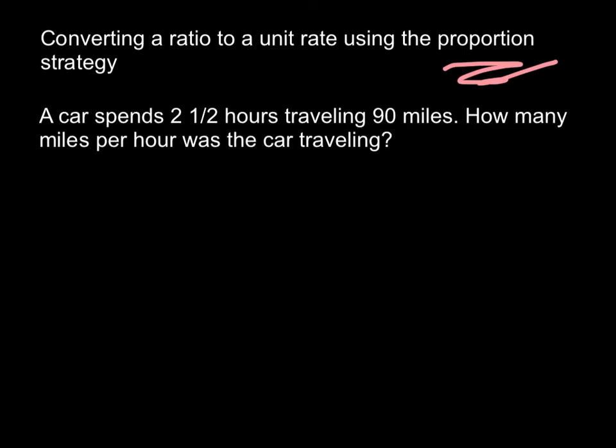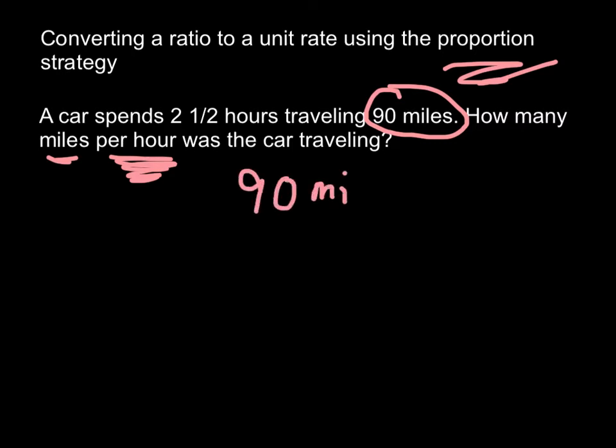A car spends 2.5 hours traveling 90 miles. How many miles per hour was a car traveling? We're trying to find out how many miles for every 1 hour the car was traveling. What I do when I solve a problem like this is I like to write the smaller quantity, in this case 90 miles, on the left side, and I include a unit. I ask myself, what is 90 miles equivalent to? Well, 90 miles is equal to 2.5 hours traveled. So we have a relationship here. 90 miles is equal to 2.5 hours traveled.